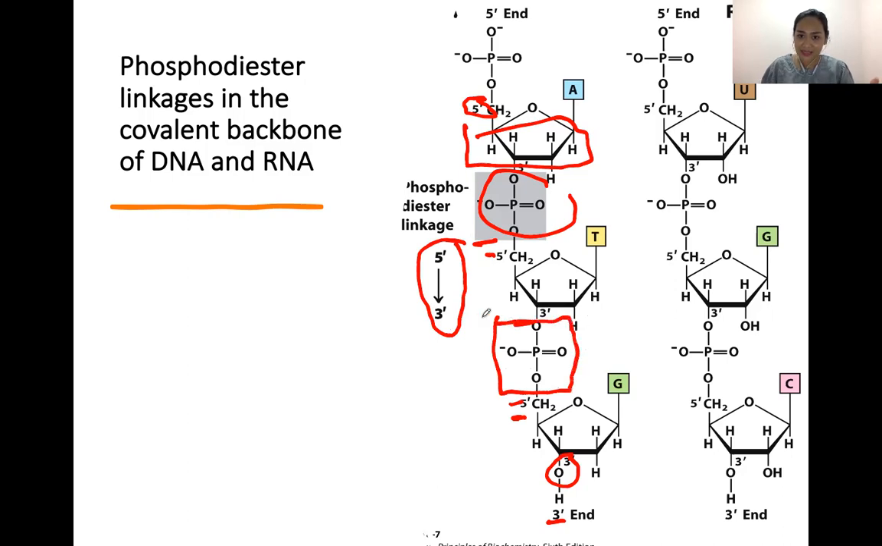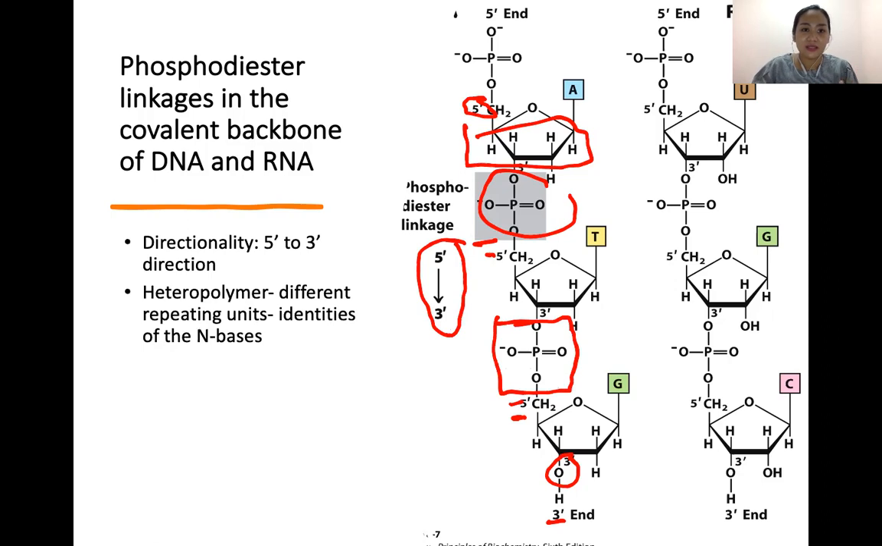phosphodiester linkages. Okay. Now, you will notice that aside from being directional, these heteropolymers are also linear. So there's no branching in nucleic acid. These are also regarded as heteropolymers. What does that mean? It means that the DNA or the RNA are composed of different repeating units. Different because what's the difference? The difference would be the identities of the nitrogenous bases. Okay.